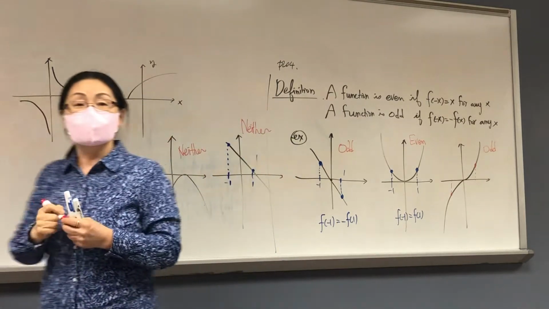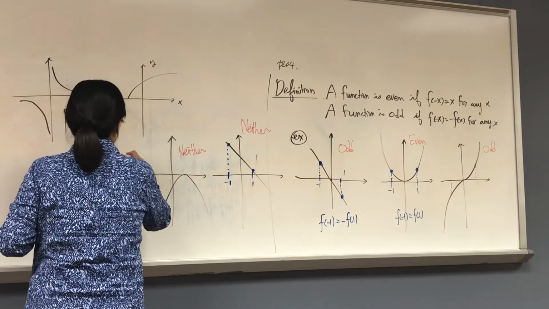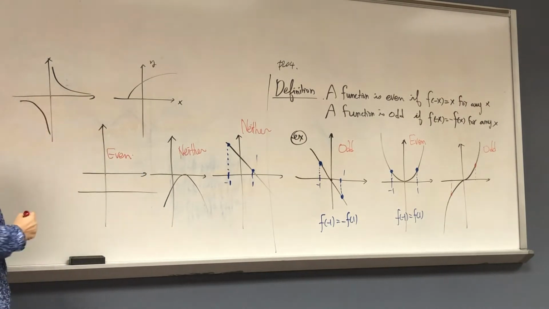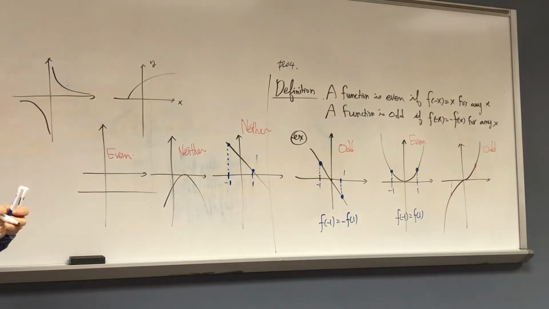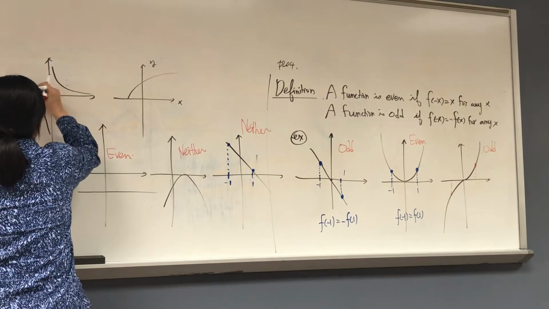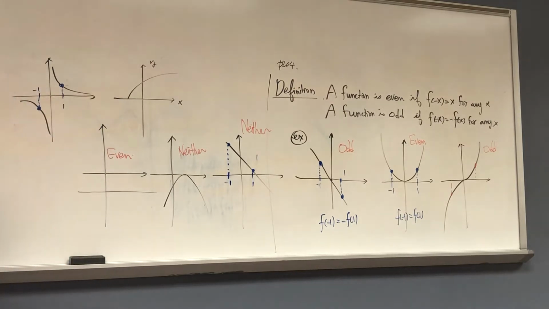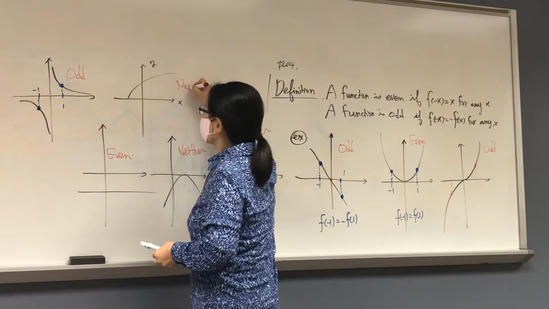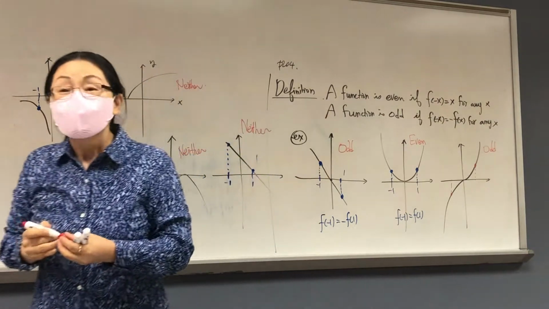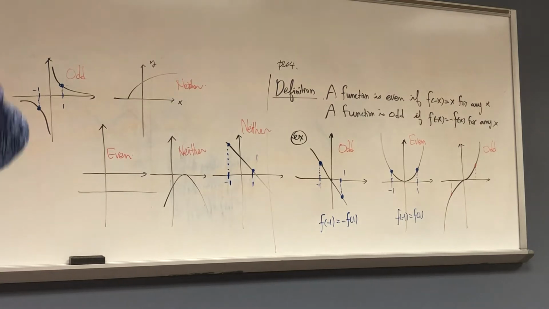How about this one? Even. Very good. How about this one? Neither. Is it even? Is it reflection? Is it even or odd or neither? Odd. Of course. How about this one? Neither. You understand? I understand even and odd. How do you know if it's neither? Neither means you cannot make a symmetry.